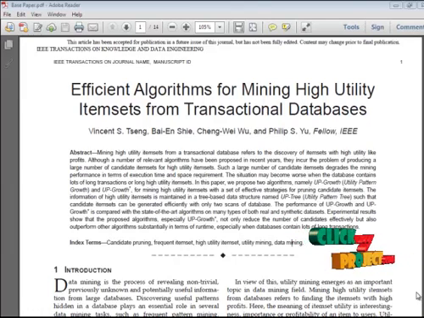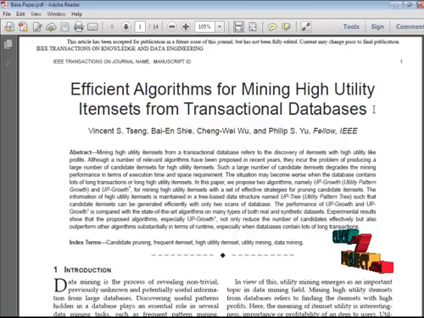Welcome to clickmyprojects.com. We are going to see the paper related to efficient algorithms for mining high utility item sets from transaction database. This paper comes under the domain of data mining.